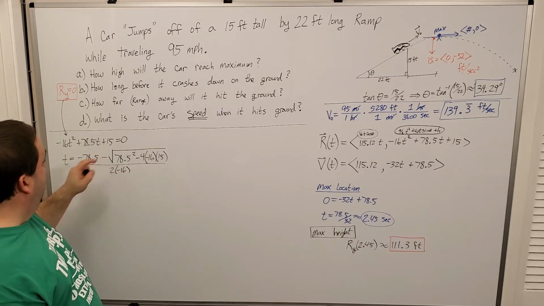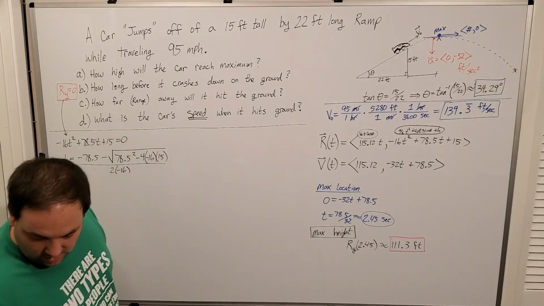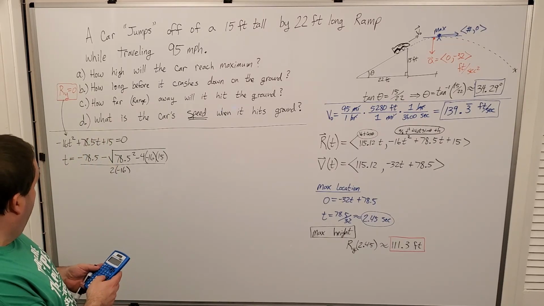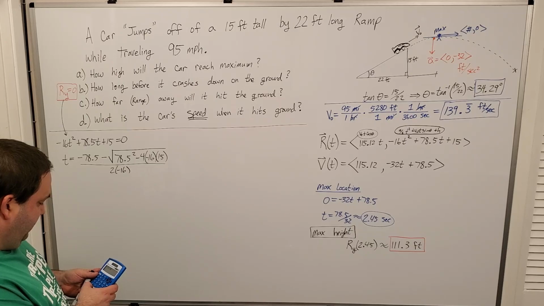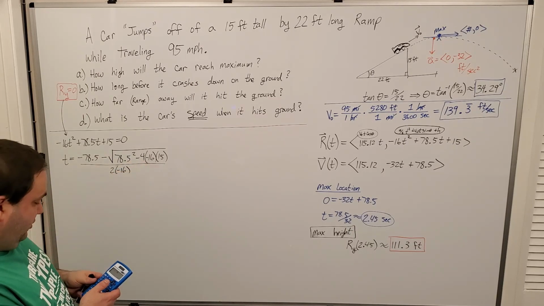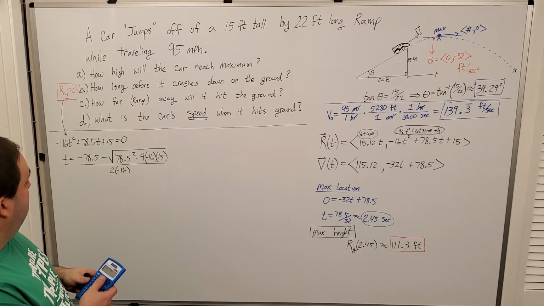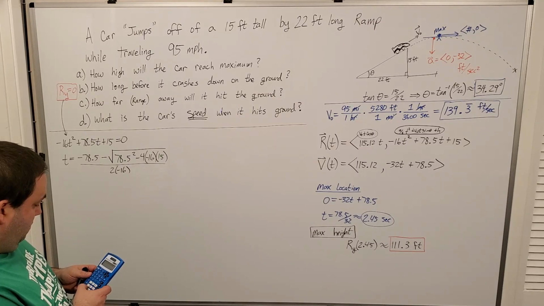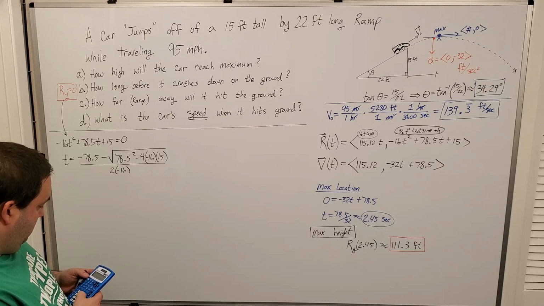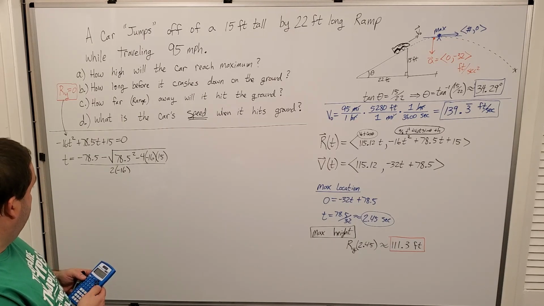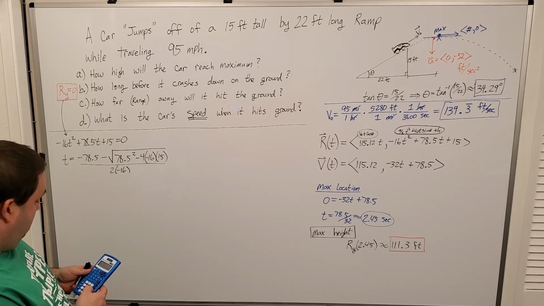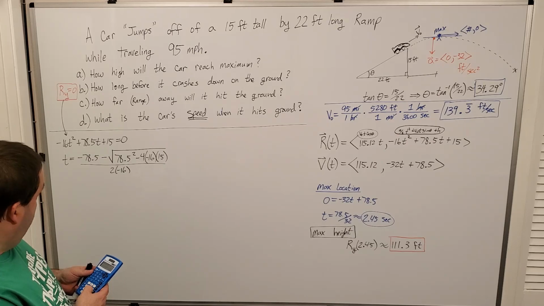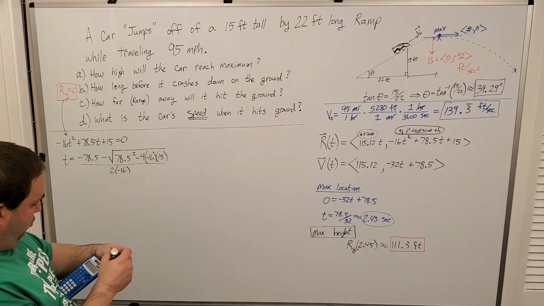I'm just going to be doing the minus. Okay? So let's actually do that. 78.5 squared. Double negative here, that's just plus 4 times 16 times 15. So 64 times 15. Okay, square root that. Naturally, plus 78.5. And I'm going to divide by 32. So I get 5.09.